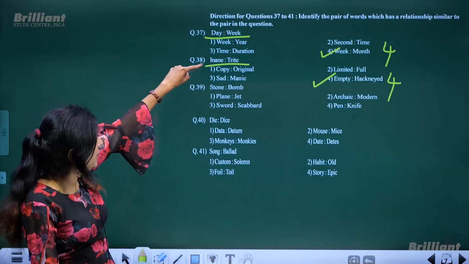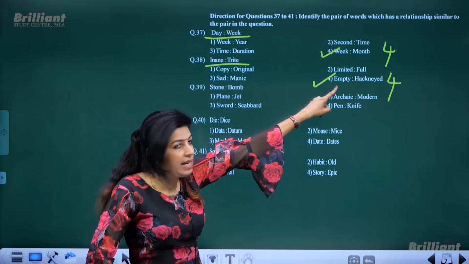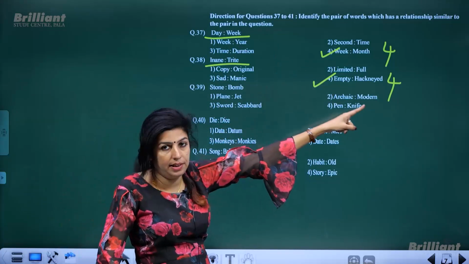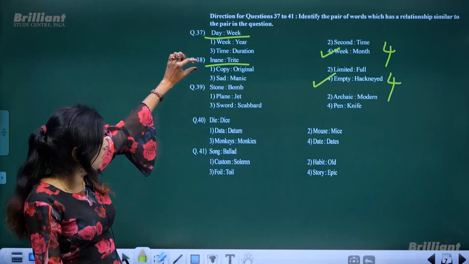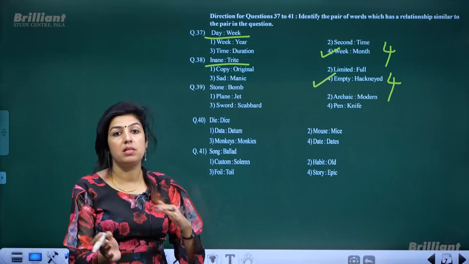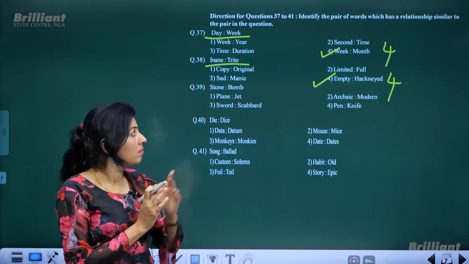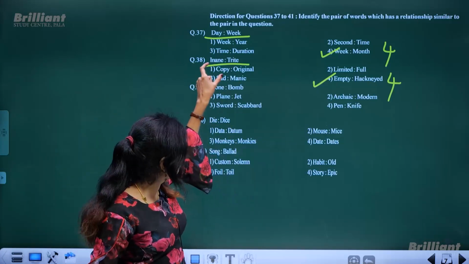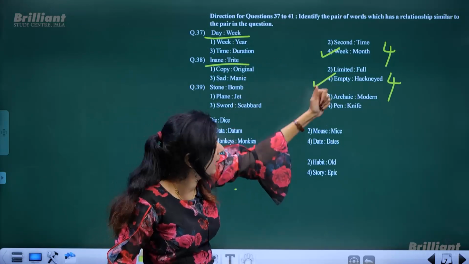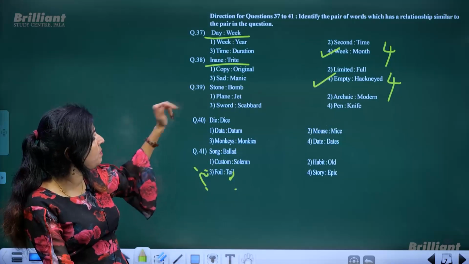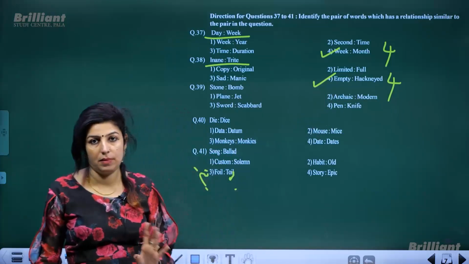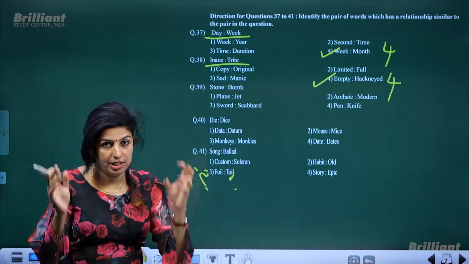See, inane, its synonym is empty. Trite, its synonym is hackneyed. That means for the pair given as a sample, another pair is given with the synonyms for this pair. Inane, the synonym for inane is empty. Trite, hackneyed. That means using synonyms, the same pair is given, and that is empty, hackneyed. Got it clear? So these are all tricky questions, right?